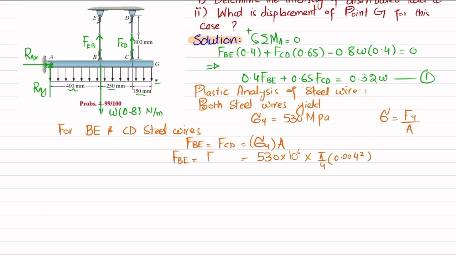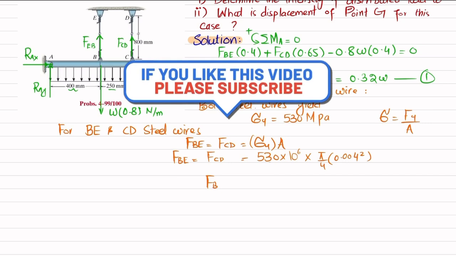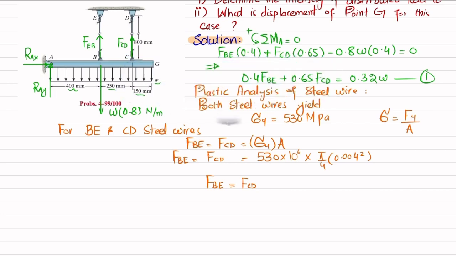When you calculate it, both these forces, FBE equal to FCD, will be equal to 6.660 kilonewton. Now you have these forces. This is your equation number 2.